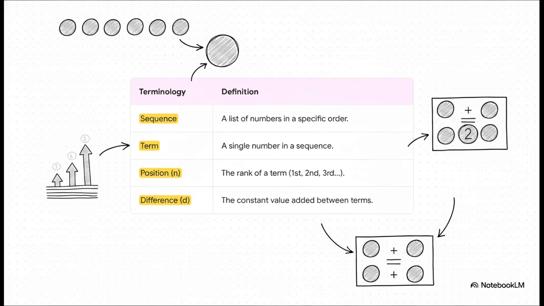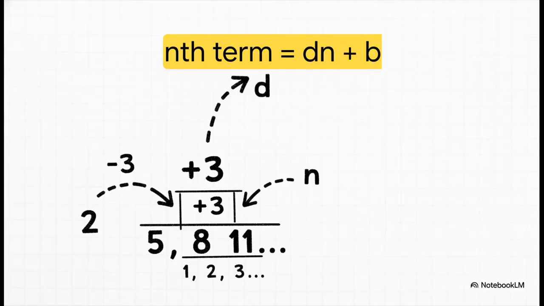A term is just one of those numbers. The position number, which we call n, is its rank: first, second, third, and so on. And that add 3 or add 2 we keep seeing, that's the common difference, which we call d. So this is how it all fits together. The master key formula is dn plus b. We already know d is the common difference, and n is the position we want.